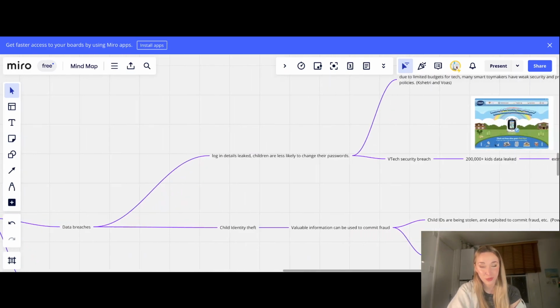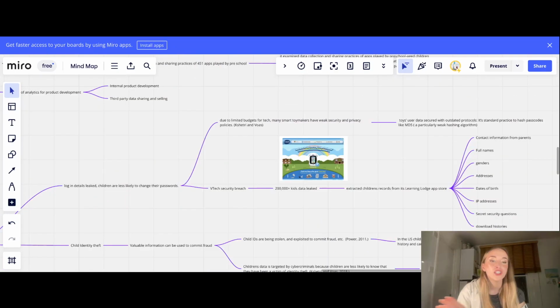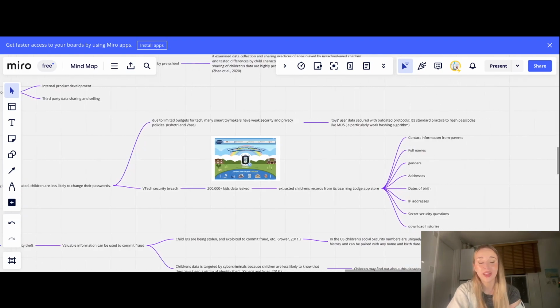Data breaches are one of the ways that external hackers can gain access to children's information. Login details are leaked, and children are less likely to change their passwords. There was a big security breach with the company VTech. Over 200,000 kids' data was leaked. It was extracted from children's records from its Learning Lodge app store, which contained contact information from parents, full names, genders, addresses, dates of birth, IP addresses, secret security questions, and download histories.